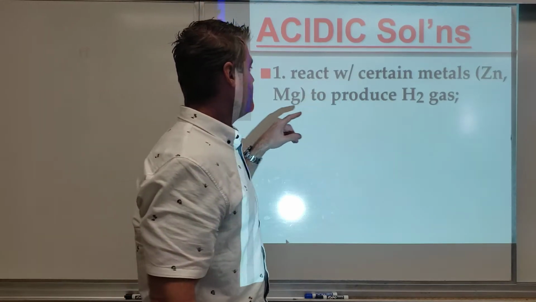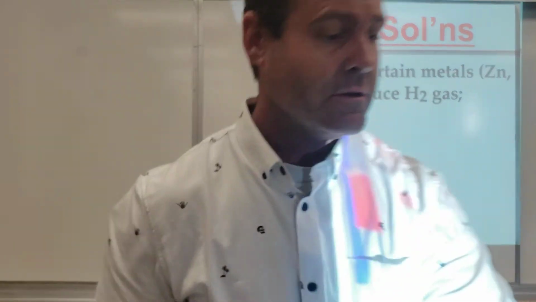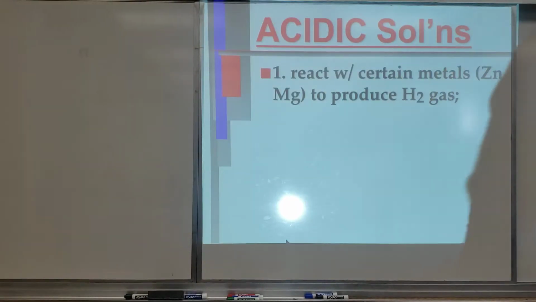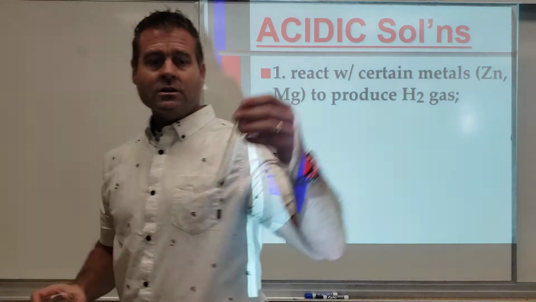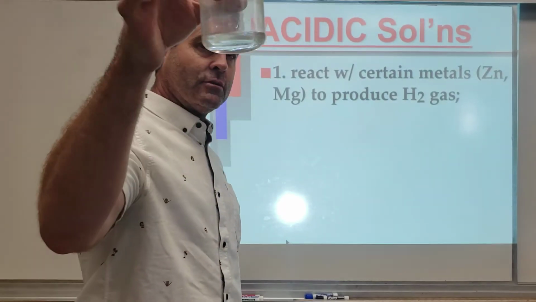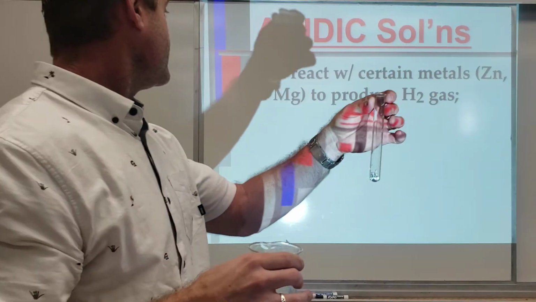Acids tend to react with certain metals like zinc, magnesium to produce hydrogen gas. Let me show you an example of that. You guys, we've seen this countless times. This is a pretty typical reaction. So we have here some hydrochloric acid. Typical. It's a strong acid. We'll talk about what makes it strong in the subsequent lesson.